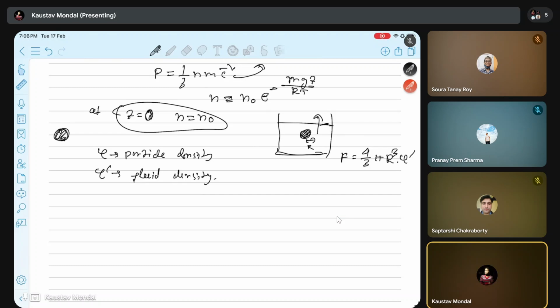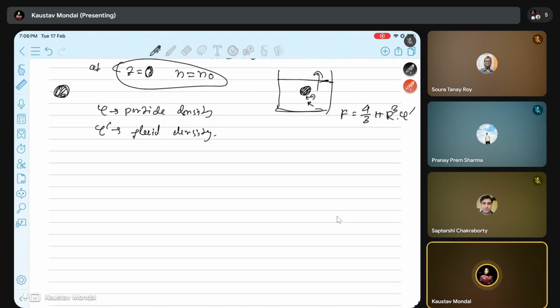So the effective mass of the particle, m effective, would be the normal mass of the particle, 4 by 3 pi r cube into rho, minus the mass that is lost because of the upward buoyancy force, that is 4 by 3 pi r cube rho prime. This is only when the particle is submerged inside the fluid. So m effective is 4 by 3 pi (rho minus rho prime) into r cube.